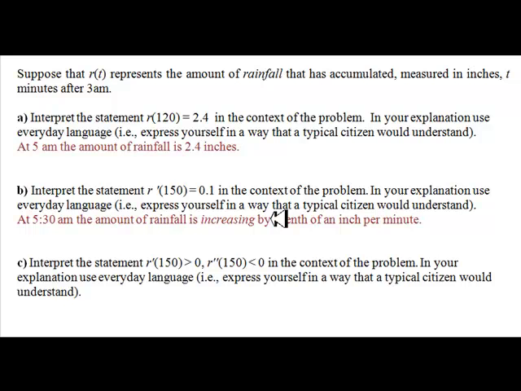Not every minute, it's happening just at 5:30 a.m. It's not talking about 6 a.m. We don't know that it's a linear rate, but at 5:30 a.m., the amount of rainfall is increasing by 1/10 of an inch per minute.